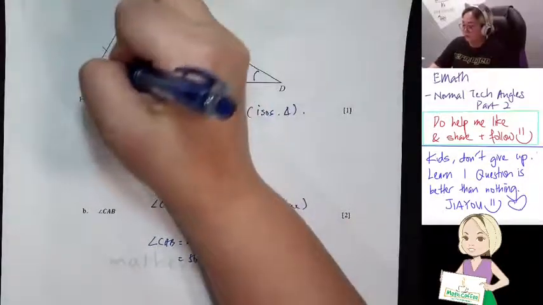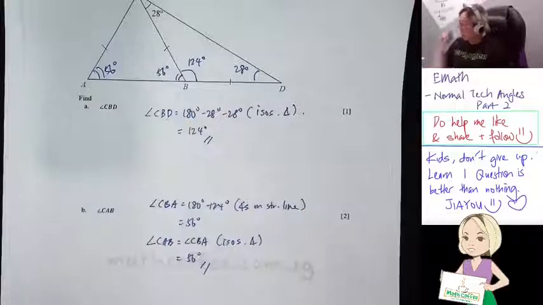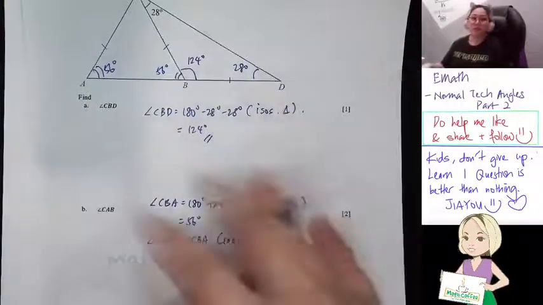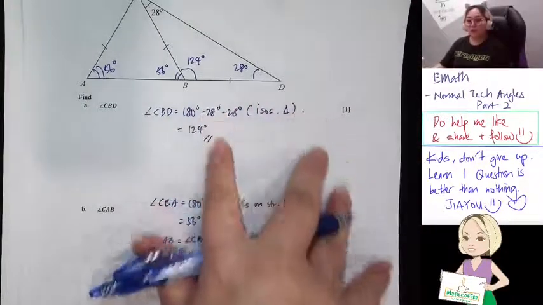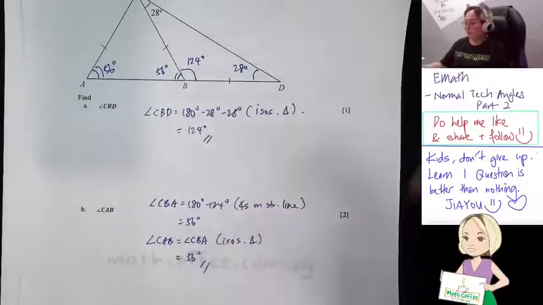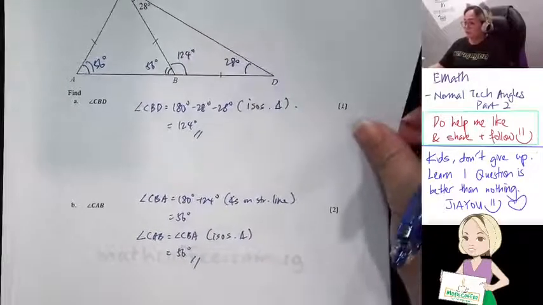Okay? So you cannot suddenly jump. Although we can see and easily find out what the angle is, it's about the logic, the presentation and the reasoning. So this is question 8.